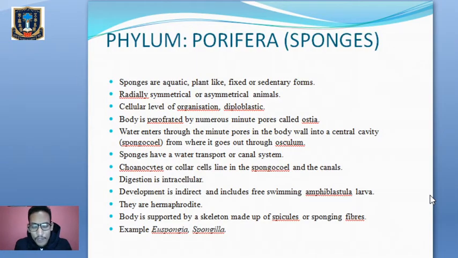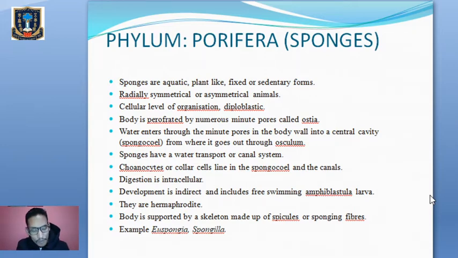So phylum Porifera are also generally known as sponges. Okay, they are aquatic, plant-like, fixed or sedentary forms. That means they are attached to fixed positions. They cannot change their place. Okay, so they are sedentary forms. They are always fixed to their positions.